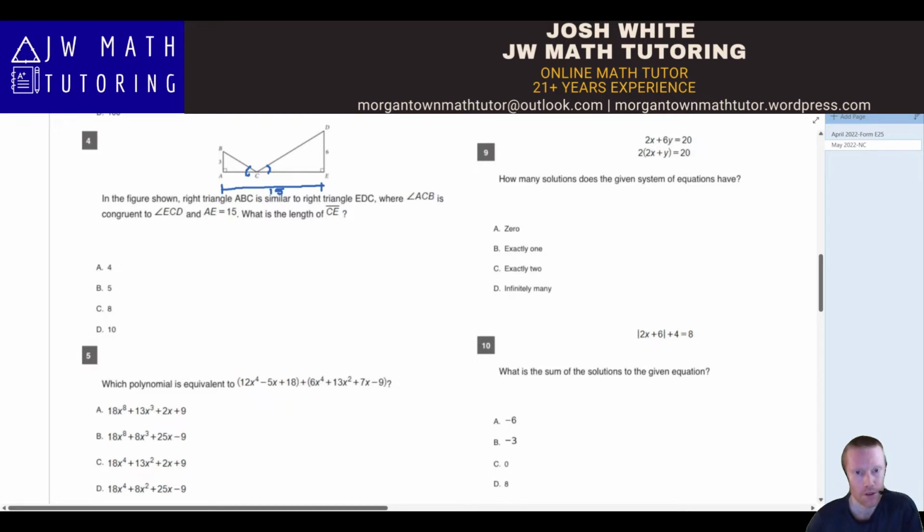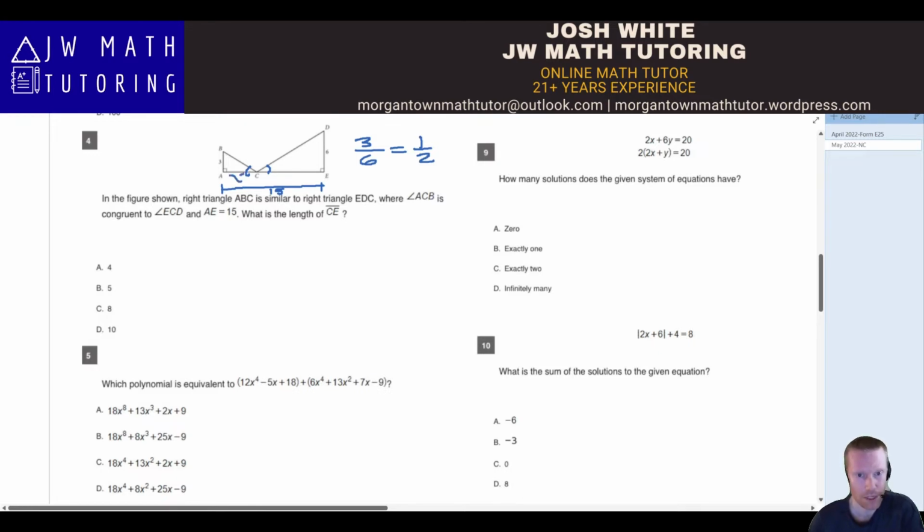Since we're told that these two triangles are similar, that means their sides will be proportional. Specifically, they'll be in a ratio of 1 to 2, and that's because of the 3 on one side to 6 on the other. So every side in the larger triangle ECD is going to be double whatever the corresponding side in the smaller triangle is.